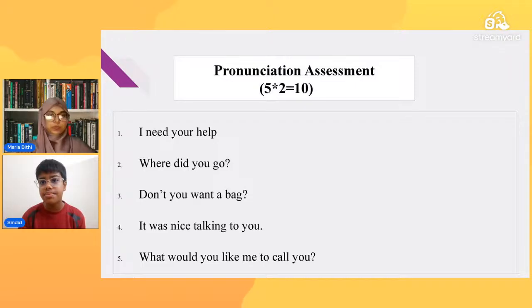Number one, I need your help. Number two, where did it go? Number three, don't you want a bag? Number four, it was nice talking to you. That's all, miss. You need to answer all the questions, and the last one is left. Oh, okay, sorry, that's my fault. What would you like me to call you?